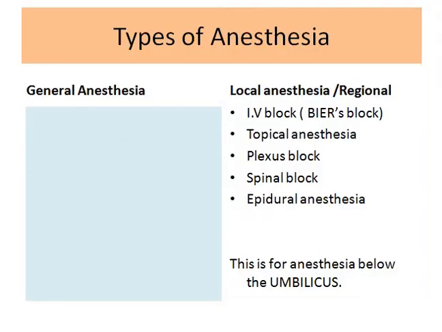Now we move towards various types of anesthesia. Broadly, it is categorized into two types: general anesthesia, which has a full body effect, and local anesthesia, which has a regional effect. This includes the IV block, which is known as Bier's block, topical anesthesia, plexus block, spinal block, epidural anesthesia. Now, we'll study each of them individually.